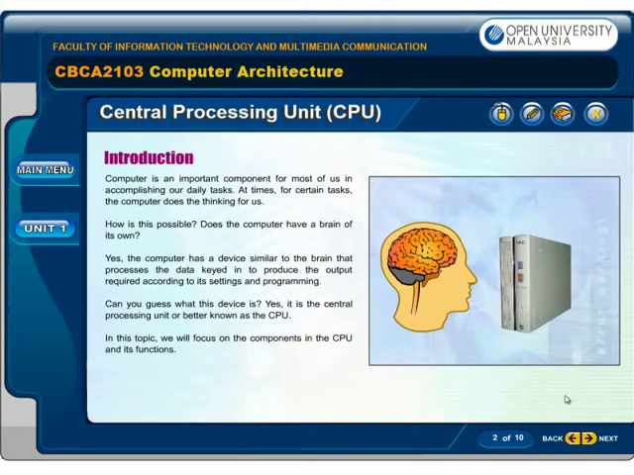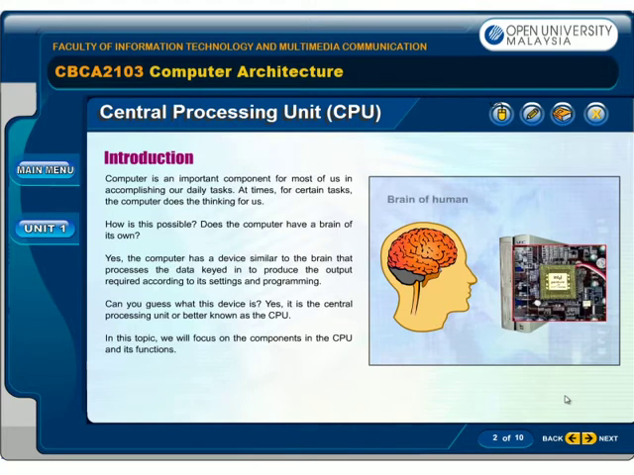Computer is an important component for most of us in accomplishing our daily tasks. At times, for certain tasks, the computer does the thinking for us. How is this possible? Does the computer have a brain of its own? Yes, the computer has a device similar to the brain that processes the data keyed in to produce the output required according to its settings and programming. Can you guess what this device is? Yes, it is the Central Processing Unit, or better known as the CPU. In this topic, we will focus on the components in the CPU and its functions.